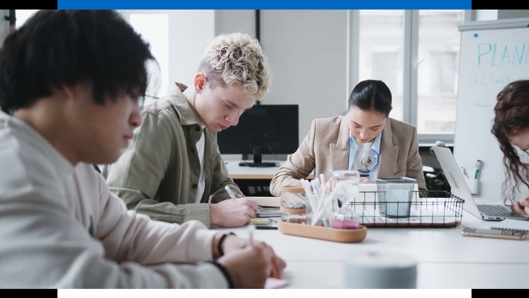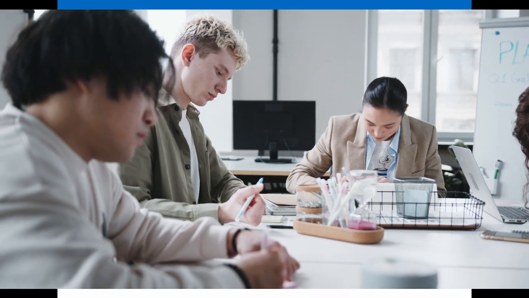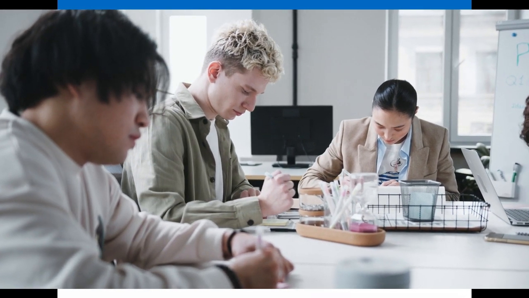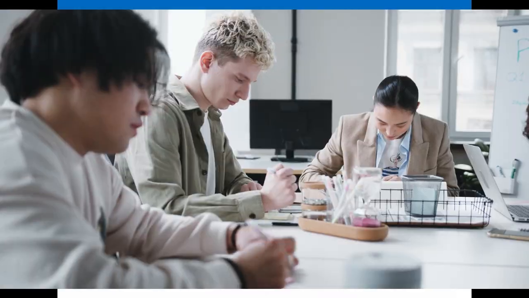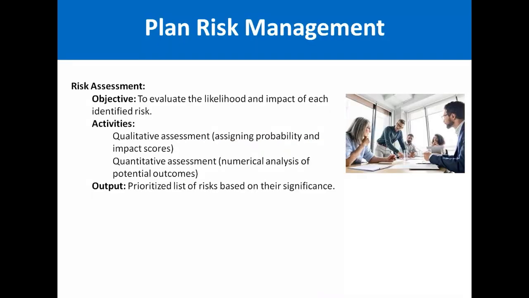Okay, so this is a very important thing, called risk assessment. The activities involved are qualitative assessment, that means assigning probability and impact scores, and quantitative assessment, which means numerical analysis of potential outcomes. The main objective here, friends, is that you must identify that this risk is very important, this risk is less important. So basically this is categorization of the risk.